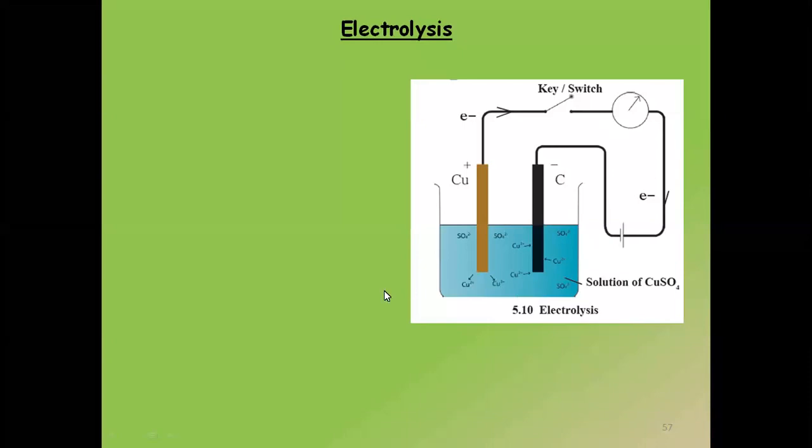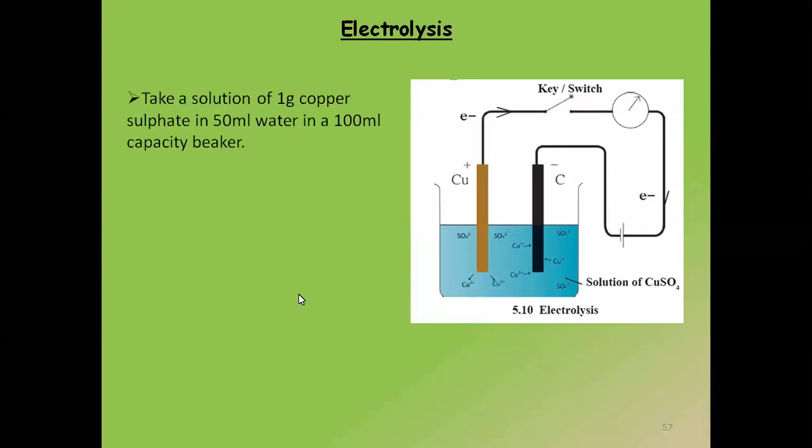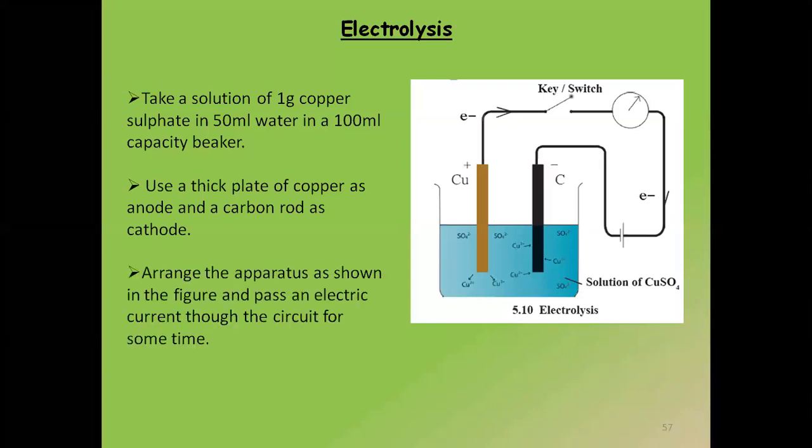So in this process, my dear students, we prepare a solution of copper sulfate by dissolving it in 50 ml of water. Because we use 50 ml of water, I am using a 100 ml capacity beaker. Then a thin plate of copper is acting as an anode and carbon is acting as a cathode. Arrange the apparatus as shown in the figure and then pass the electric current, and we'll see what is happening in the circuit.